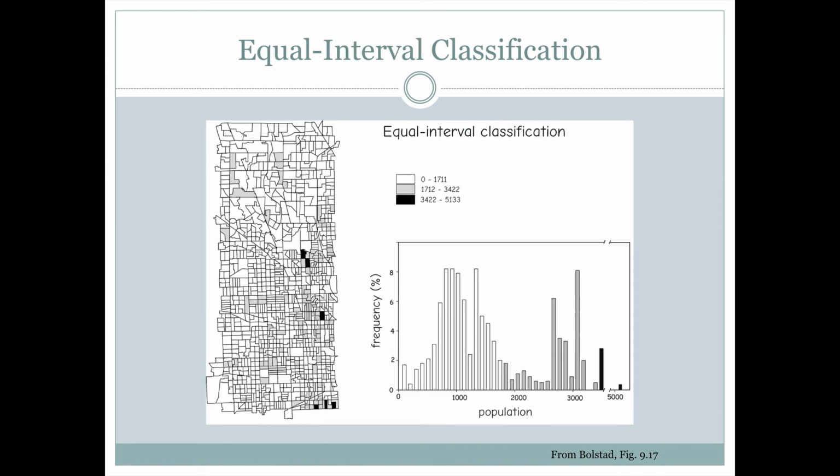And as we can see here, there's not much black at all on this map with the equal interval classification, and there's a whole lot of white because the highest portion of our histogram is in those low population areas here. So that may not be the best one we want to use.